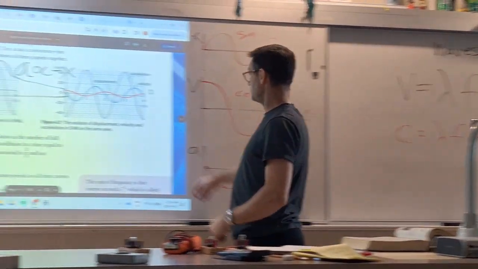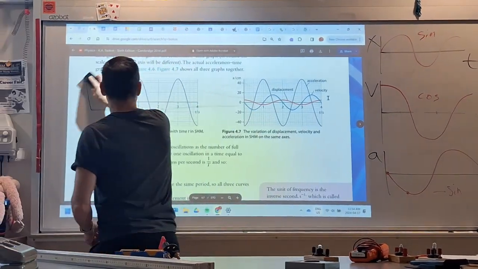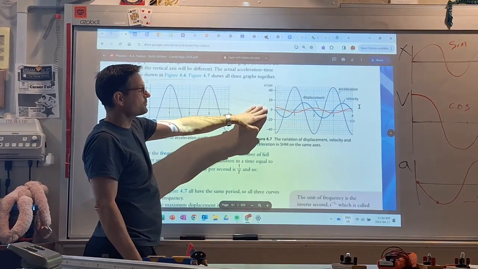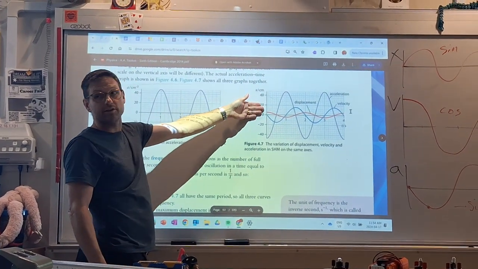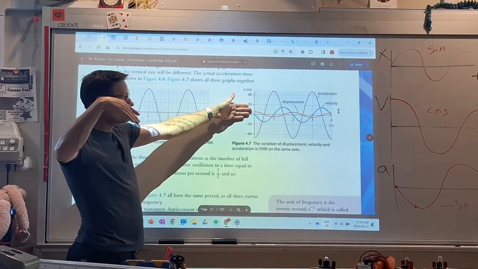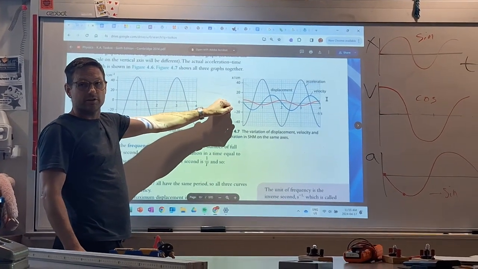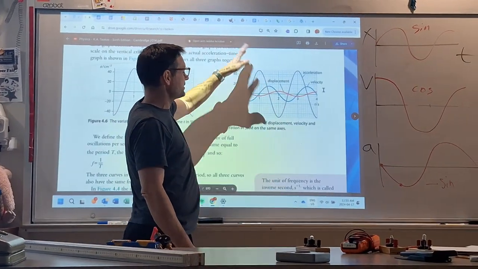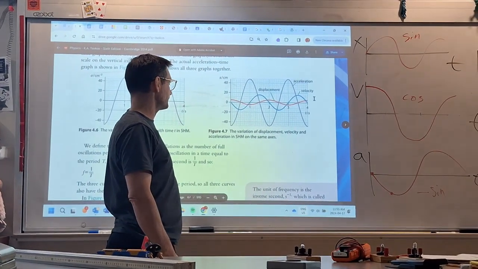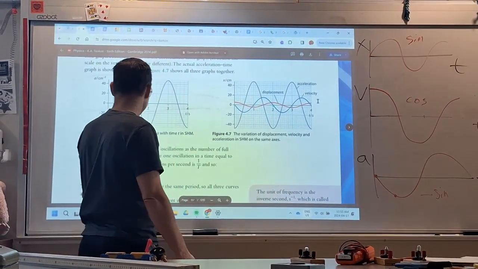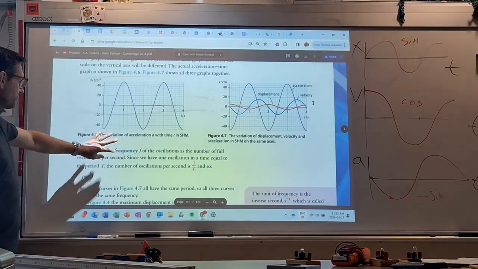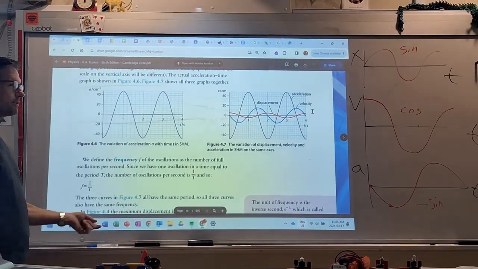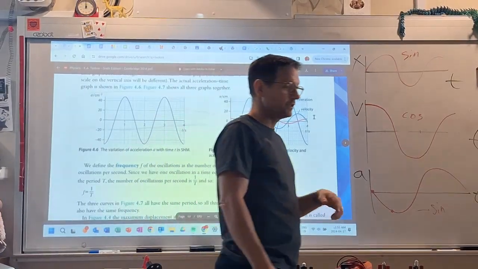This is a nice graph because it shows the displacement, the velocity and the acceleration. They don't have to have corresponding amplitudes, but the phase differences have to be the same. And this is SHM. Frequency is 1 over T, and 1 over f is T, and T is 1 over f, and f is 1 over T.